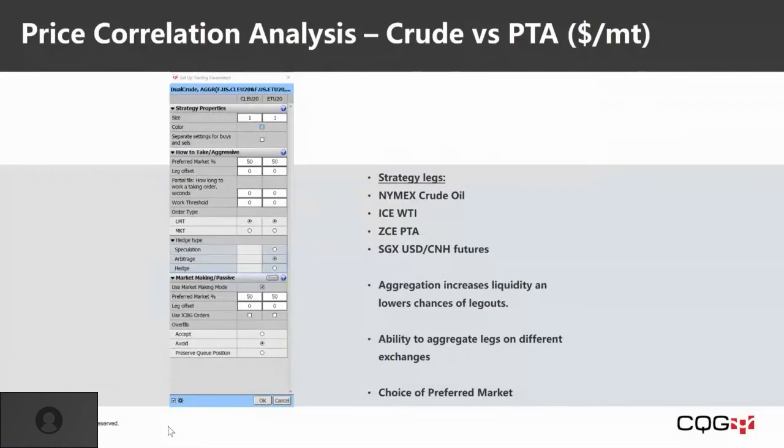As we will see a little bit later, when the time comes that potentially the PX will become available on the ZCE, and the fact that it is also available on SGX at the moment, you'd potentially be able to aggregate those two as well later on. So this particular aggregator will come handy potentially in the future when more products are trading on ZCE.